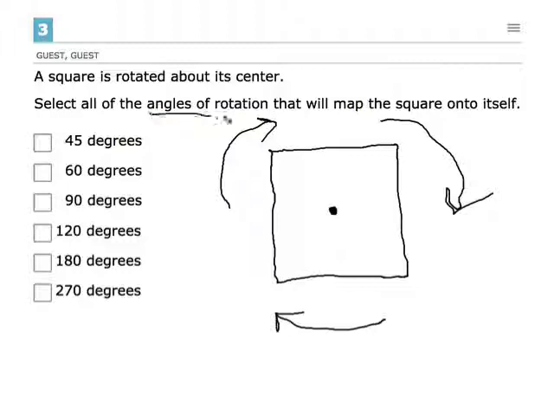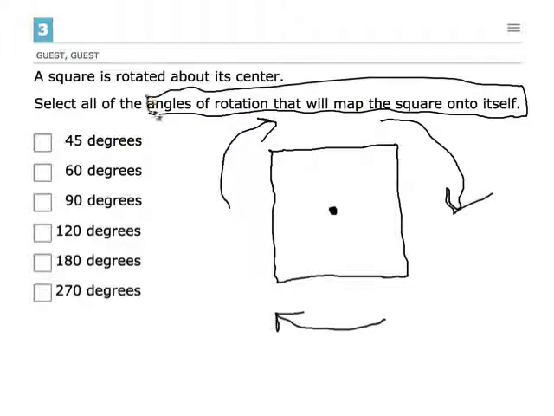Select all of the angles of rotation that will map the square onto itself. Now, what does map onto itself mean? It just means it will look exactly as it does right now. Map onto itself means all the lines will line up perfectly. So if I rotate this 90 degrees, so I take this corner and rotate it there, that's 90 degrees, it will look exactly the same. So I know a 90 degree turn will look exactly the same. Now if I rotated another 90 degrees, it will look the same again.